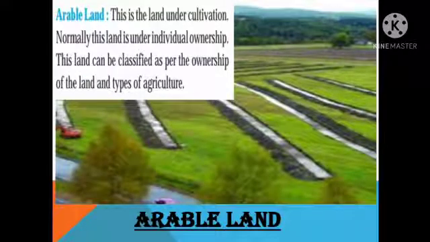Arable land. This is the land under cultivation. Normally this land is under individual ownership. This land can be classified as per the ownership of land and type of agriculture. This is the land on which agriculture takes place and it is owned. Means the owner of this property may be one person, an individual person.